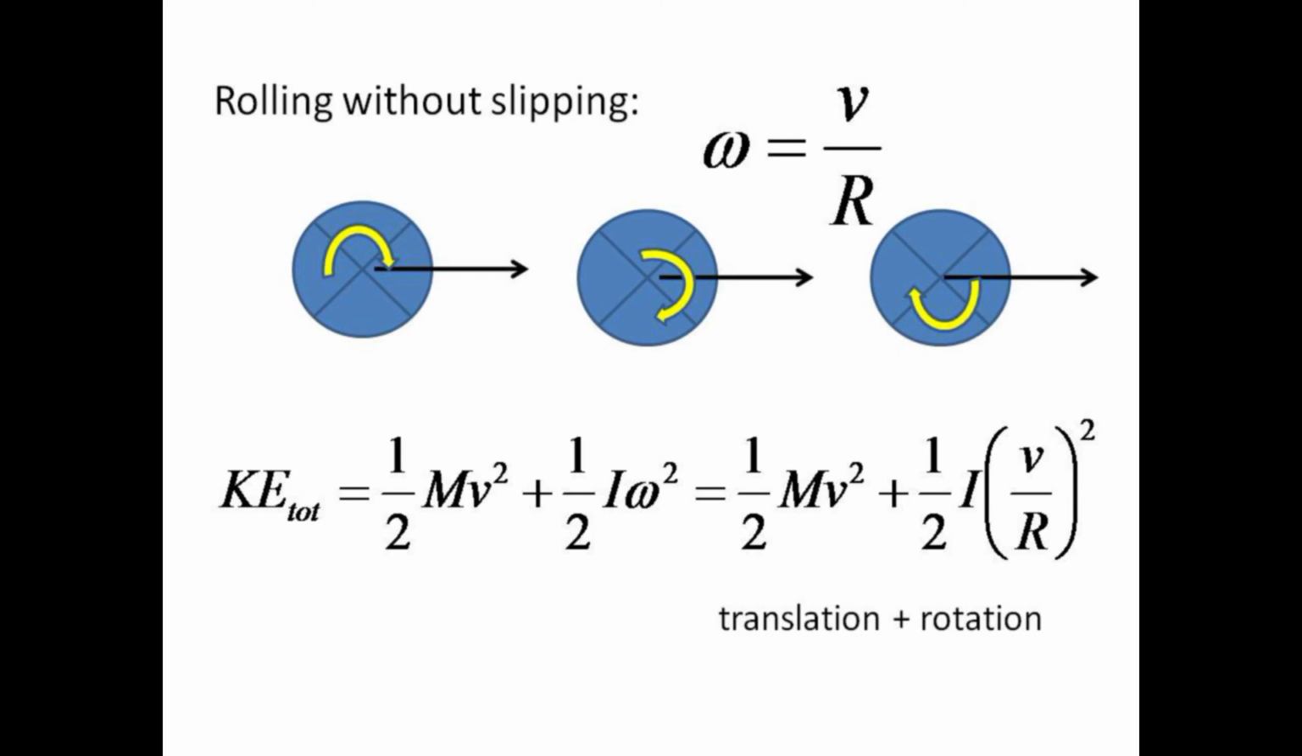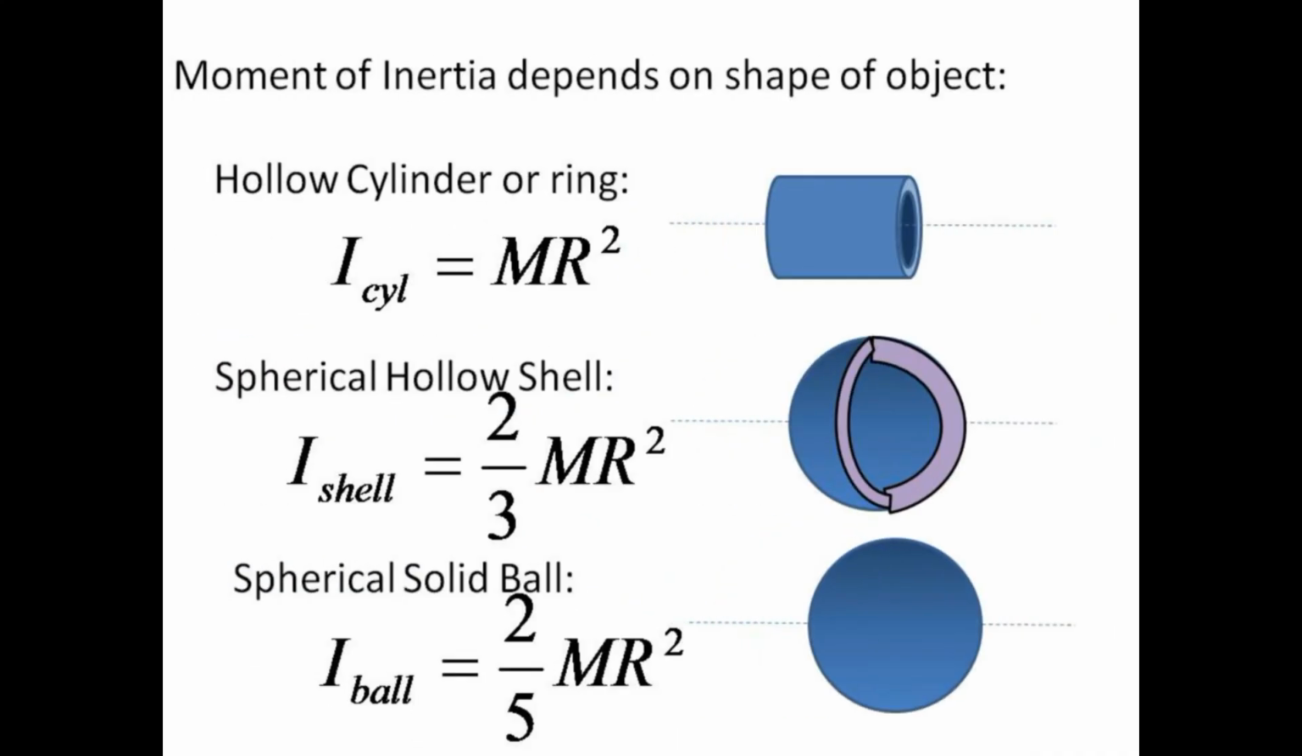The total kinetic energy is thus 1/2 mv squared plus 1/2 I omega squared, or 1/2 mv squared plus 1/2 I times (v over r) quantity squared. Different objects will have different moments of inertia. The three objects we will look at are the hollow cylinder, a segment of PVC tubing, the spherical hollow shell, a racquetball, and the spherical solid ball, a bocce ball.